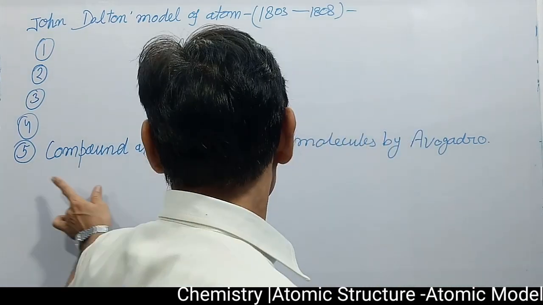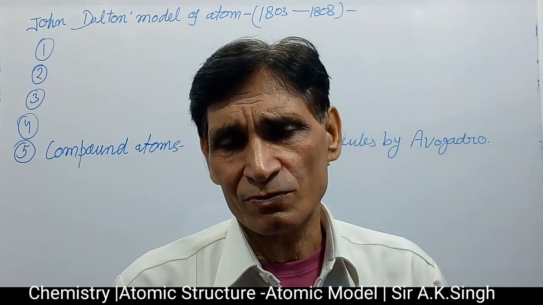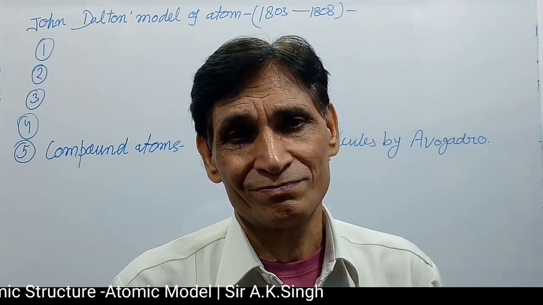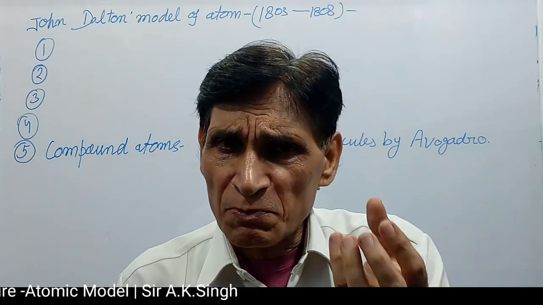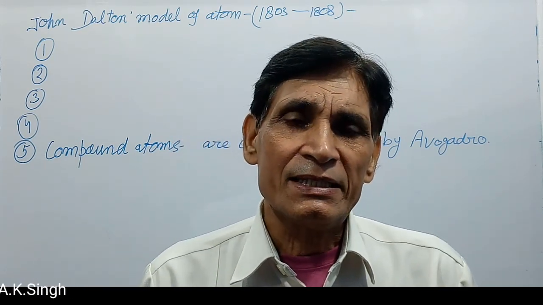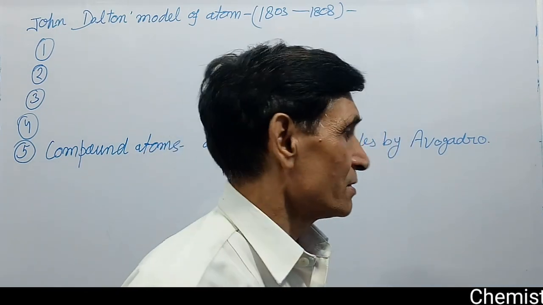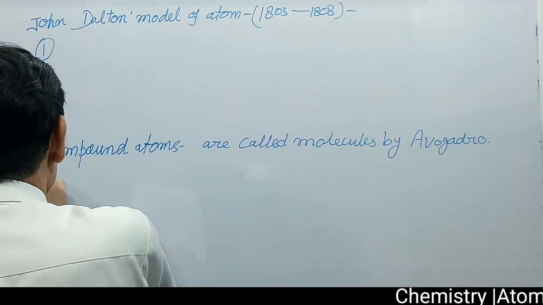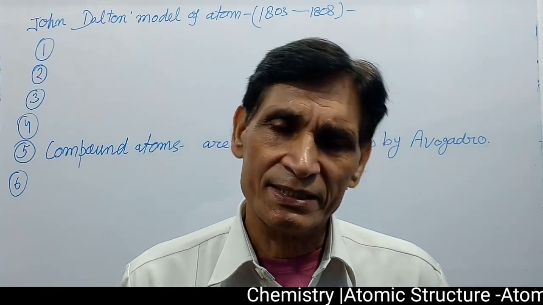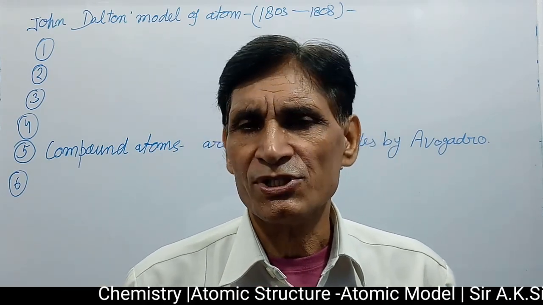Once again, the fifth one: atoms of different elements combine chemically in a simple whole number ratio, like 1:1, 1:2, 2:3, and in a fixed ratio to form a new species called a compound atom. This new chemical species is nowadays called a molecule. Who gave this term first? Avogadro. Now, number 6: atoms are extremely small particles. They take part in a chemical reaction. Only these few points you remember, and that is sufficient for you.